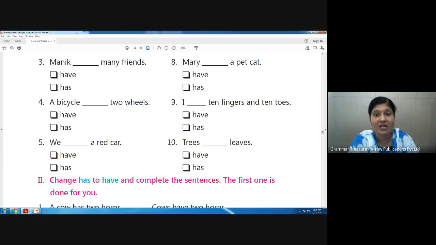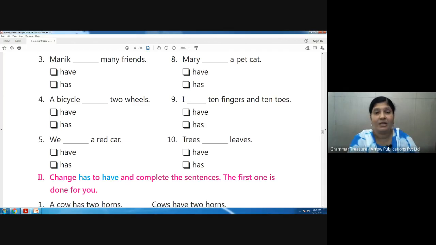For I, we, you, and they, we use have. So, the answer is have, tick have. And the 10th one and the last one in this exercise, trees dash leaves. Now, trees is plural because you're talking about all the trees. Trees have leaves because for plural we use have.